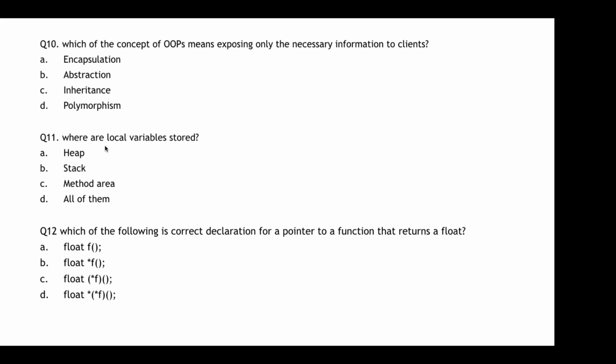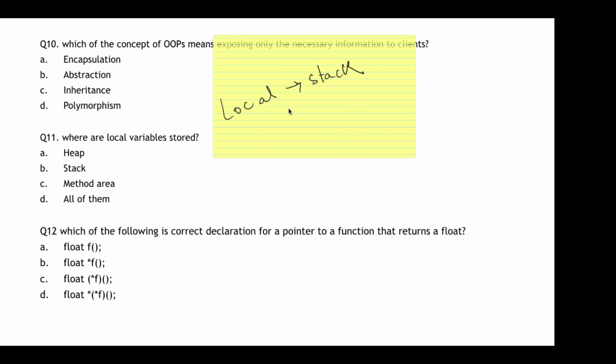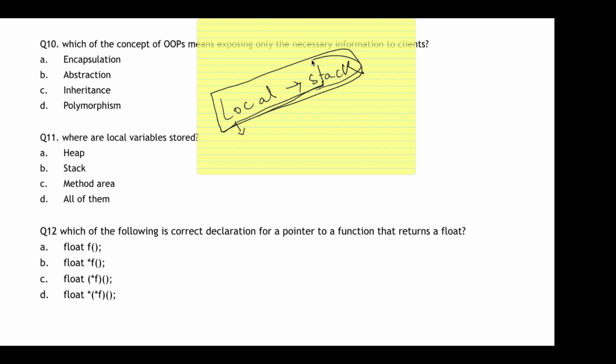So now moving on to the next question, it says, where are the local variables stored? Always remember, the local variables are stored in stack, always, okay? Immaterial of where it is defined, within a function or within a class. If it is a local variable, it is mandatory that it will be stored in stack. There is no other location for local variables, it's always a stack, okay? So your answer is option B, that is stack.